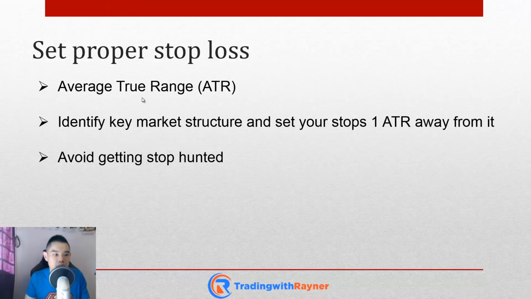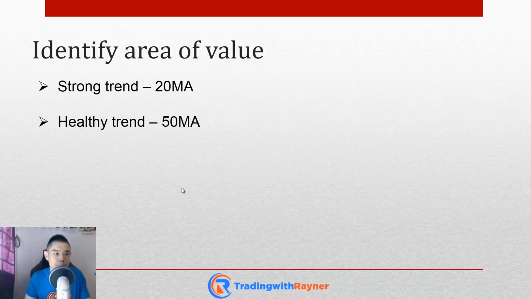So this is how you use the ATR indicator to set your stop loss. Identify the key market structure and set your stop loss 1 ATR away from it. This helps you avoid getting stop hunted when the price just hits the highs and then reverses from it. You can escape a lot of those situations. If you look through your charts, how many times have you gotten stopped out of your trades just by a few pips because the price just took out the highs, just took out the lows, and you're out of the trade? Okay, so we don't want that to happen.